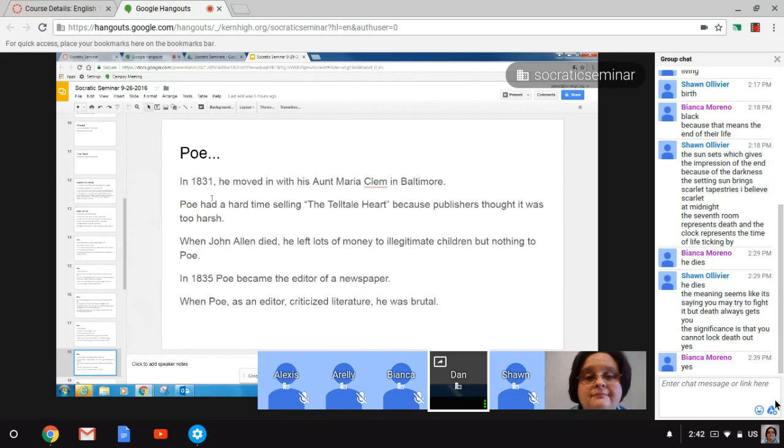Now, when John Allen died, he left lots of money to all his illegitimate children, because you might recall that when his wife was dying of tuberculosis, he was having affairs. But he left nothing to Poe, his own fathered son. And so in 1835, Poe became the editor of a newspaper. And when Poe, as an editor, criticized literature, he was brutal.